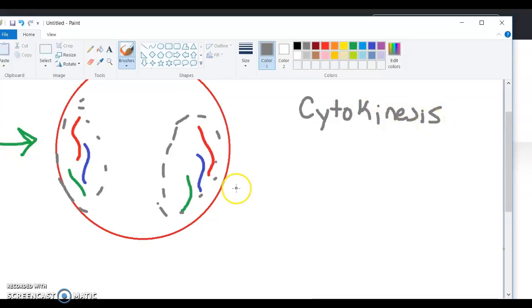Cytokinesis is different depending on what cells you're looking at. Like for the cell that we've been looking at, it's a round cell, which means it doesn't have a cell wall like plant cells do. So we've been looking at an animal cell this time, right? But we'll talk about the animal cell first for cytokinesis, okay? So I'm going to show you that it's going to start to pinch off in the middle.